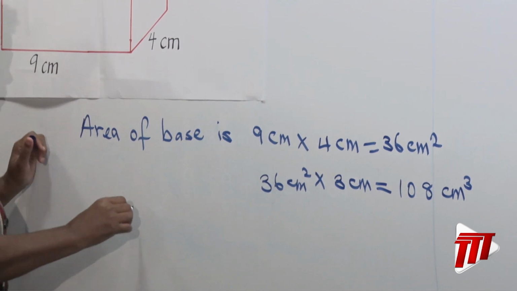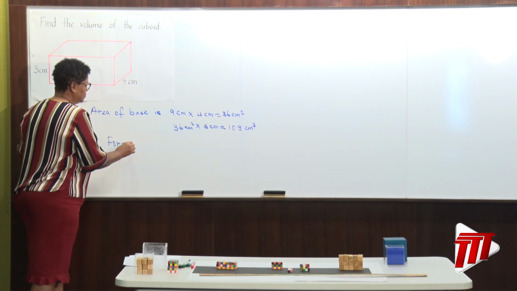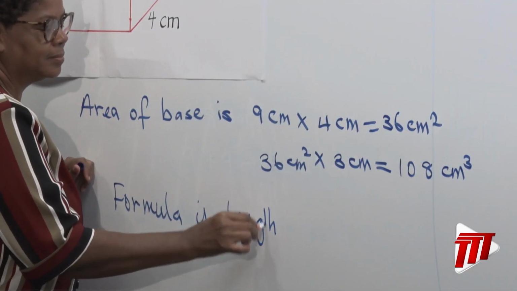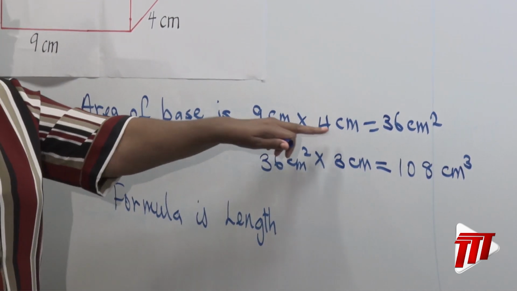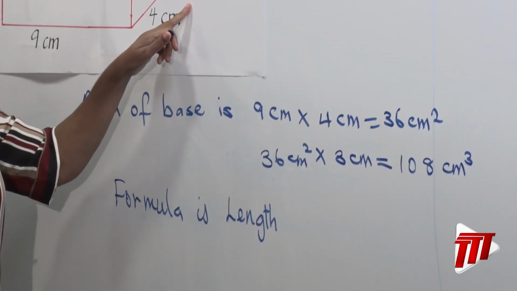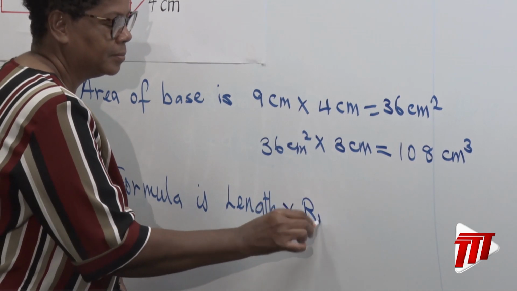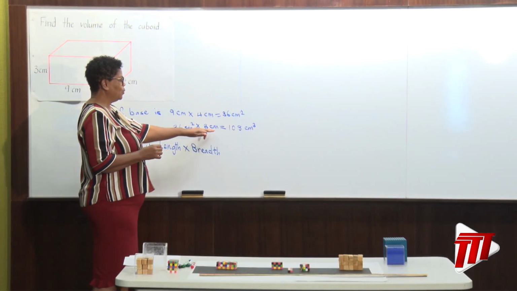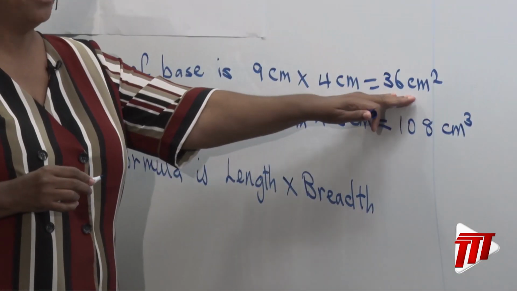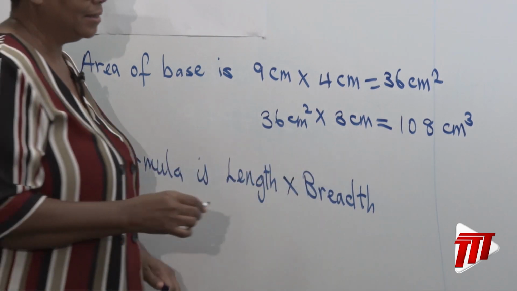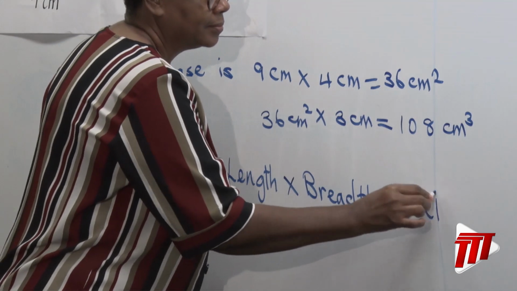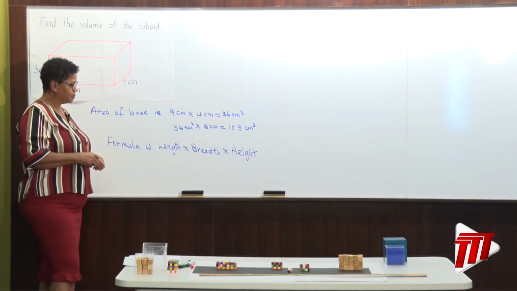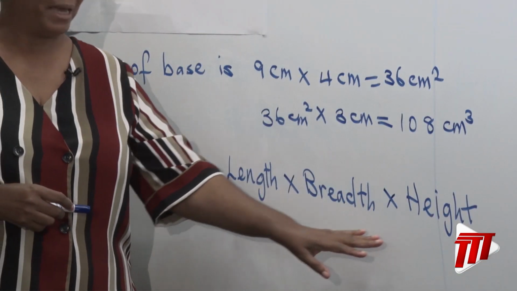So we could say that our formula for finding the volume is 9 centimeters, which represents our length. So the formula is length multiplied by 4 centimeters, which was our breadth, or width. And then finally, we multiplied the area of our base by our height, multiplied by height. So the formula for finding volume is length multiplied by breadth multiplied by height.